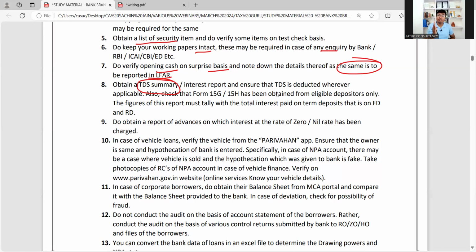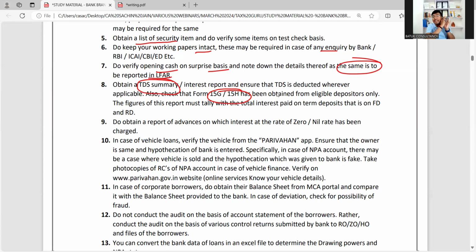In that case, you just need to put the formula in Excel and identify the entries on which TDS has not been deducted by the branch. If there are certain entries on which TDS has not been deducted, we need to check whether the 15G and 15H forms have been submitted by the applicant or not. If you do not find 15G and 15H, this is also a remarkable point and we need to report the same in our long form audit report. So this is the importance.